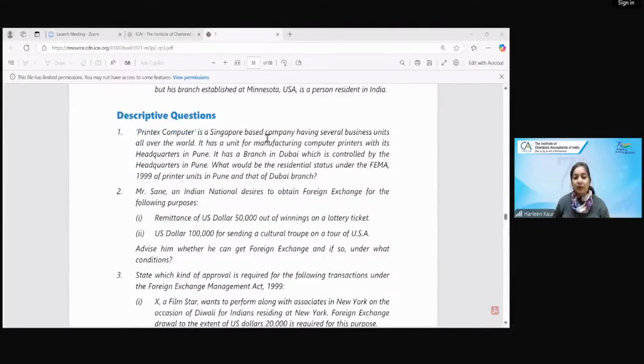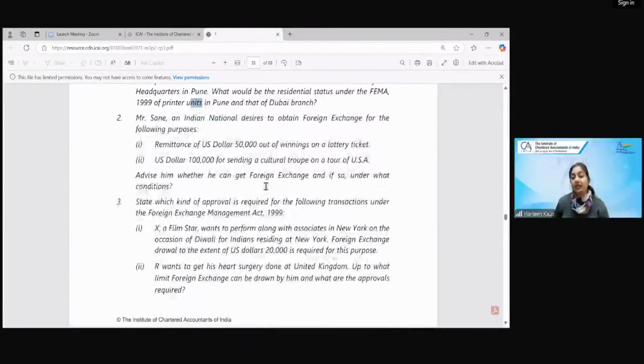So Printex Computer is a Singapore-based company. They have several business units all over the world. They have a unit for manufacturing computer printers with the headquarters in Pune. Now, it is a company incorporated outside India having headquarters in Pune. It has a branch office in Dubai, which is controlled by head office in Pune. Can you tell me the residential status of the printer units in Pune and of Dubai branch? Now, this is a specific case of a company incorporated outside India having a place of business in India, but what is the residential status?